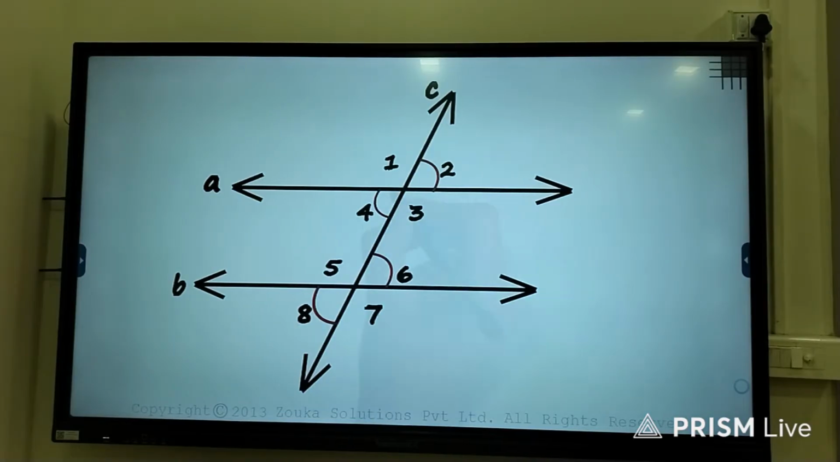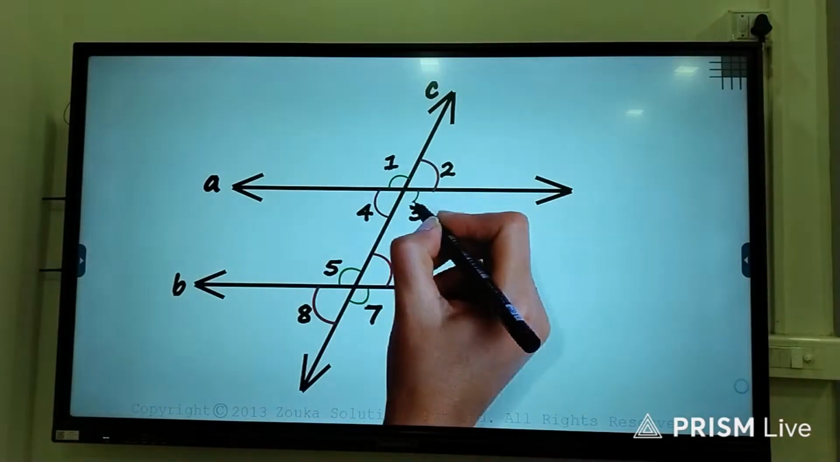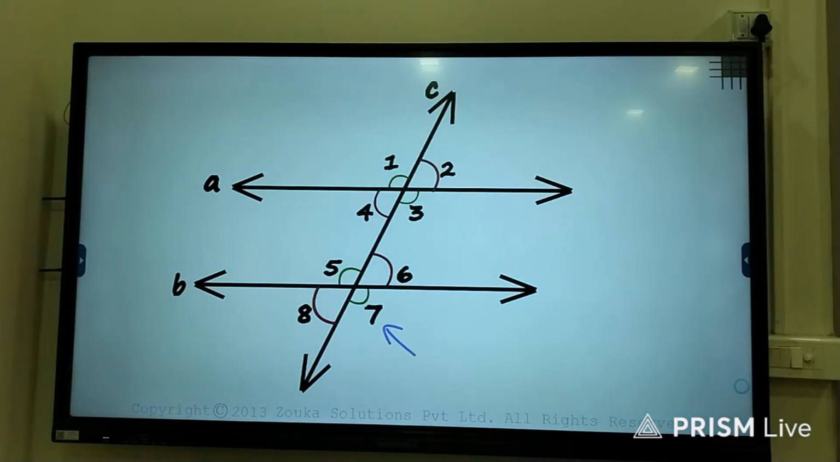Similarly, angle 1 equals angle 5 as they are corresponding angles. Angle 7 equals angle 5 because they are vertically opposite. Angle 3 equals angle 7 because they are corresponding angles. So if lines A and B are parallel, we can see that angles 1, 3, 5, and 7 are equal, and angles 2, 4, 6, and 8 are equal.